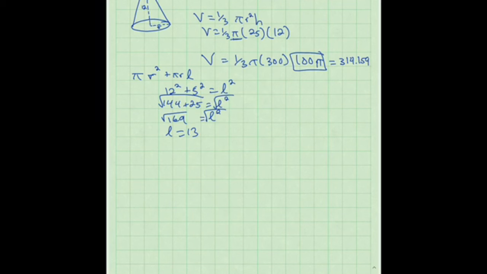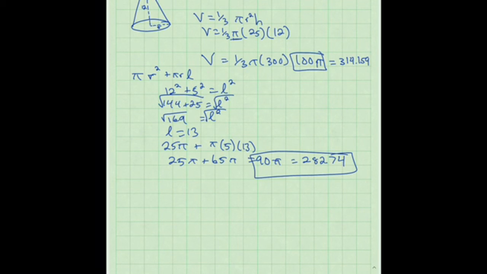Okay, pi, now r squared is 25, so 25 pi plus pi times 5 times 13, which is 25 pi plus 65 pi, which equals 90 pi. And if you need to multiply that out, that's about 282.74. But again, the resource guide just left it at 90 pi, so probably a safe bet to just leave it at that.